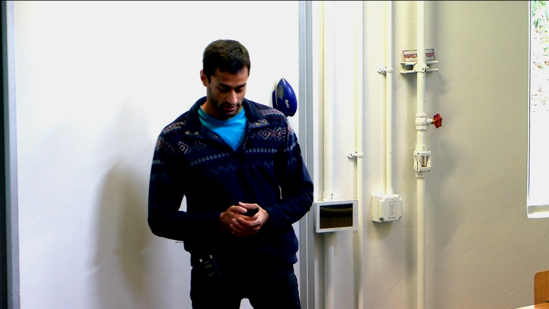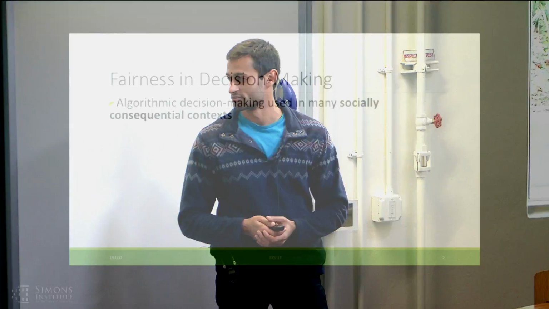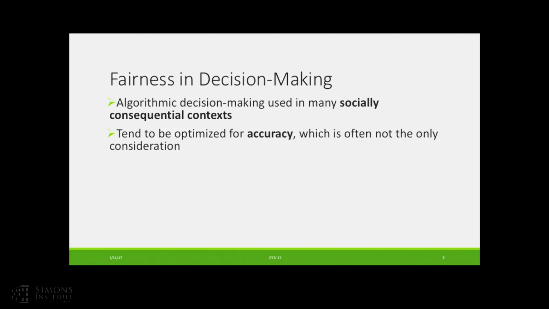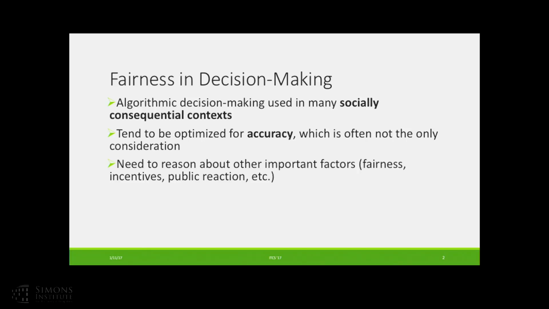So the motivation, the broad framing I want to give, is that algorithms are being used a lot to make very consequential decisions, ones that impact a lot of people's lives. The concern here is that algorithms tend to be optimized for accuracy. That's what we do. But often in real life, accuracy is not the only concern. You can imagine that we care about other things, let's say fairness, maybe incentives, public reaction. And so we want to design our algorithms in such a way that in the search for accuracy, we don't sacrifice these other goals as well.